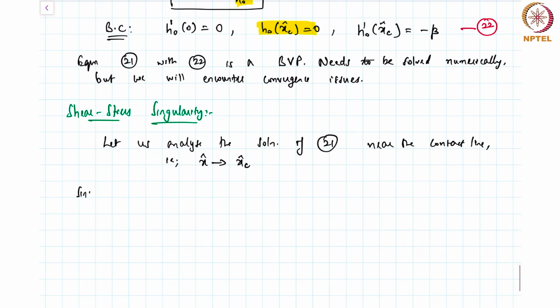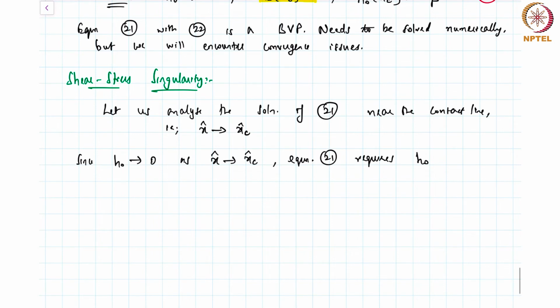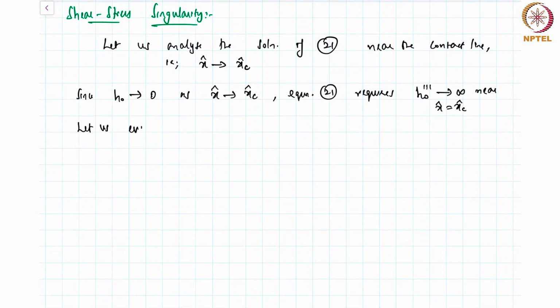So let me just write that down. Since h naught goes to 0 as x hat goes to x hat c, equation 21 requires h naught triple prime goes to infinity near x hat equals x hat c, near the contact line. So straight away you can see that this is the source of the convergence issues that I was talking about. Now this is problematic. We haven't seen the singularity yet. This isn't the actual singularity. We've seen that the equation has a problem, but we will also see the singularity when we analyze the shear stress.